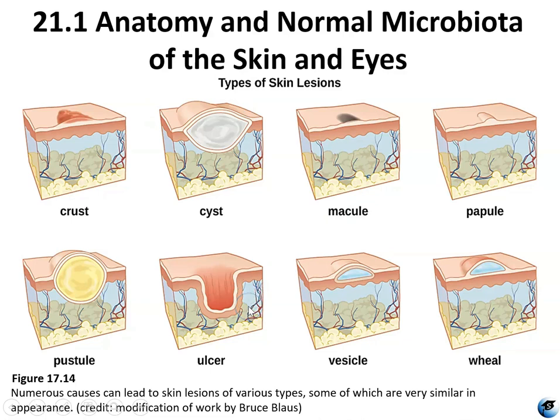An ulcer is a break in the skin, so this is an open wound in the skin. And then this is a vesicle. A vesicle is a lesion that is filled with fluid, and it's usually pretty small. And then this is a wheal. A wheal is a swollen, inflamed, often fluid-filled lesion, and it usually burns or itches. And this is very common. You see these all the time with insect bites, especially mosquito bites.